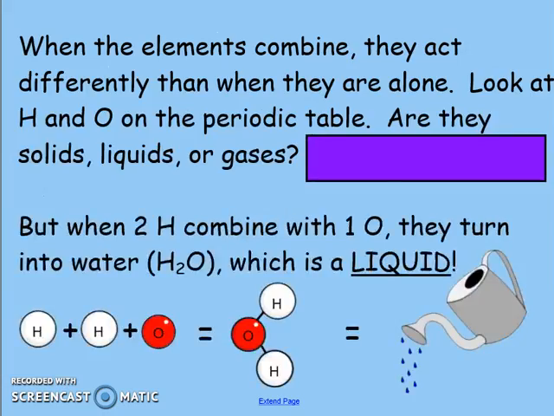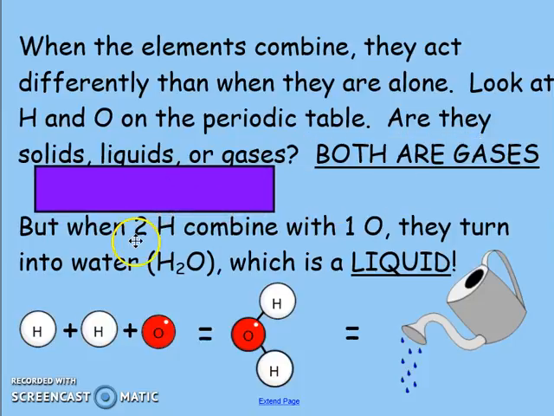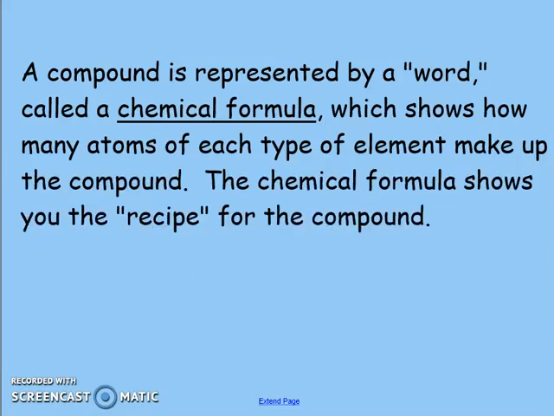So if we think about when elements combine, they're going to act differently than when they're alone. For example, hydrogen and oxygen on the periodic table are both gases. But when you combine two hydrogen and one oxygen, it turns into H2O, which is a liquid at room temperature. Compounds are represented by what we call a chemical formula, which shows how many atoms of each type of element make up that compound. For example, CO2 has 2 parts oxygen and 1 part carbon.